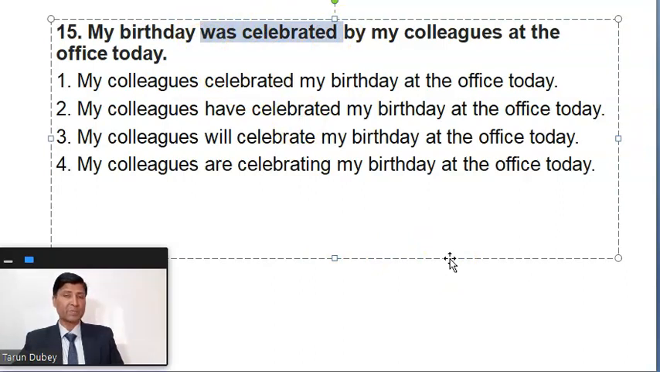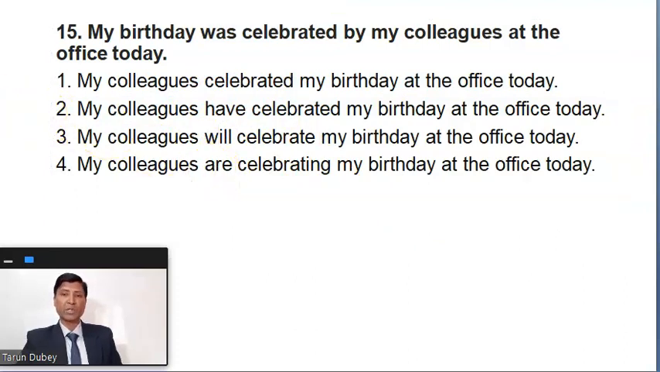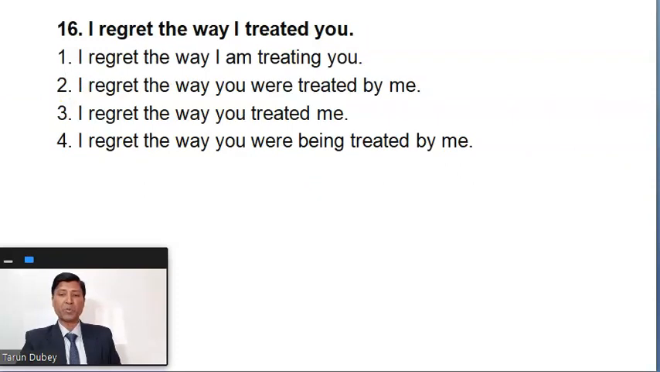Was plus V3. This is passive. What will be the active? Remove was, only celebrated. Let us check. Celebrated, have celebrated, will celebrated, are celebrated. Which will be the right answer? Before I leave, it should be 1.